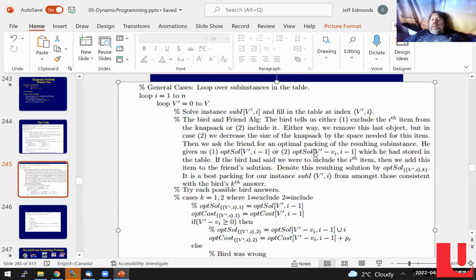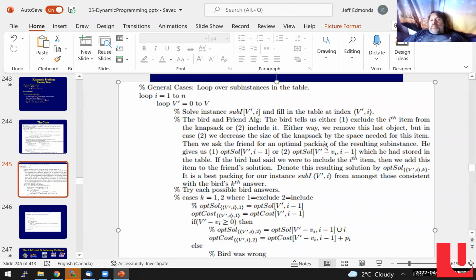All right, let's look at the other case. Suppose she tells me to put the object in. If I trust her, then what do I do? I put it in. Now my knapsack, instead of being of this size, is a little bit smaller, smaller by the size of the object. And I don't have to worry about object i anymore, do I? Because we've decided about it. So now this is what's remaining for me to determine. Does that make sense?